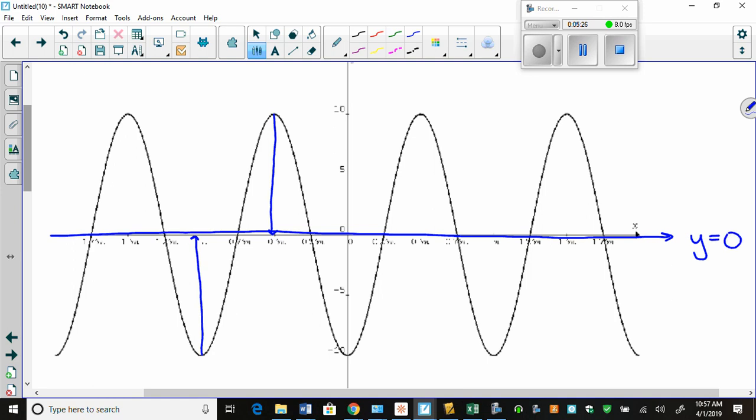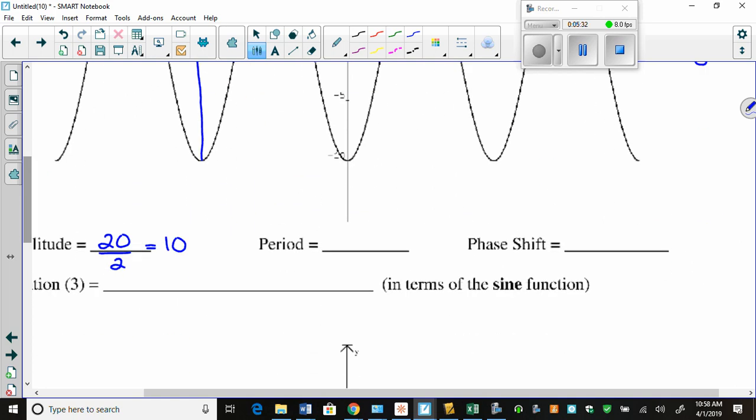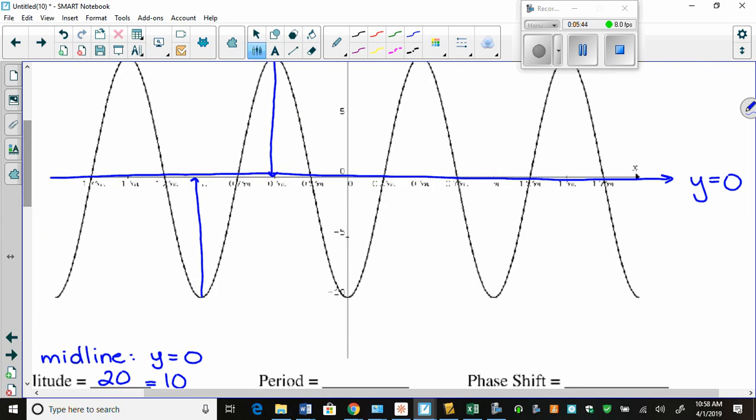Is the midline always the x-axis? No, it can change. So we have a midline, y equals 0. And we need to draw the midline. Like I said, that's going to help you get your C value. All right.